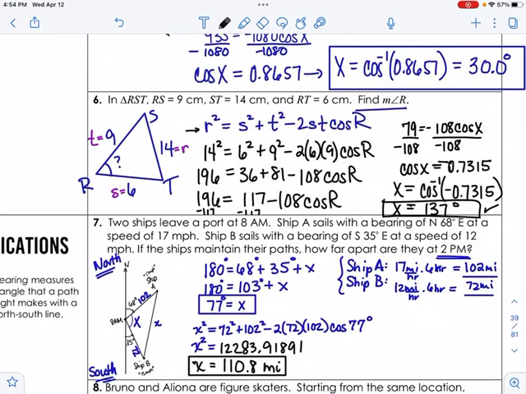But I wanted to send you a short video on how to handle these problems. 2 ships leaving a port. Well, here's the port right here at 8 a.m. And so notice the setup. You're talking about bearings.